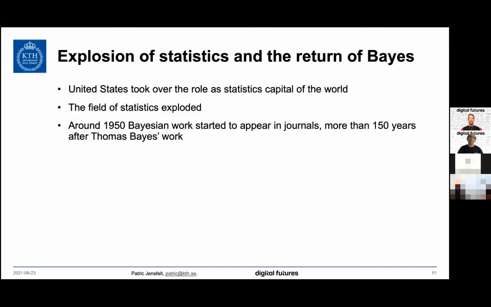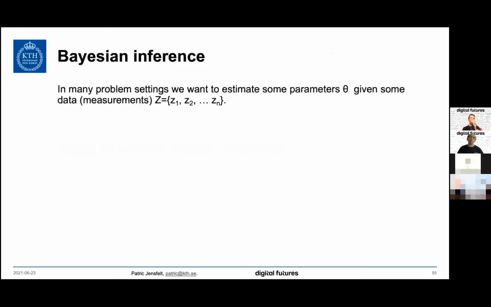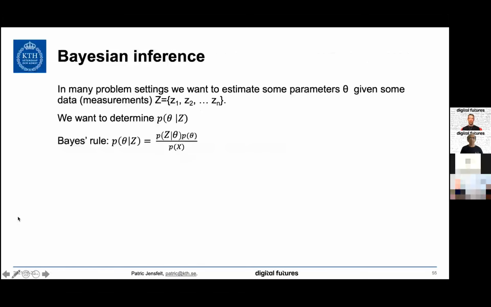So let's go back to using Bayes' theorem. So let's do some inference. In many problem settings, we want to estimate some kind of parameters. Let's call it theta, and we have some data z, which might consist of smaller pieces, Z1, Z2 up to Zn. And we want to determine the probability of this parameter theta given the measurements. We could use Bayes' rule for that, which would give us this expression, where, as we said before, p(z given theta) is referred to as the likelihood function.